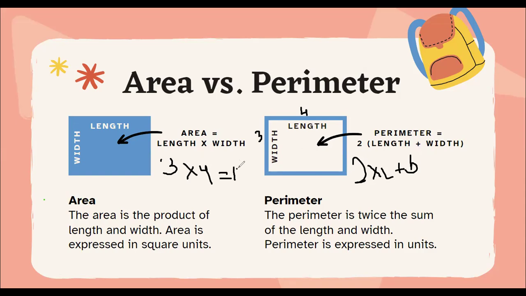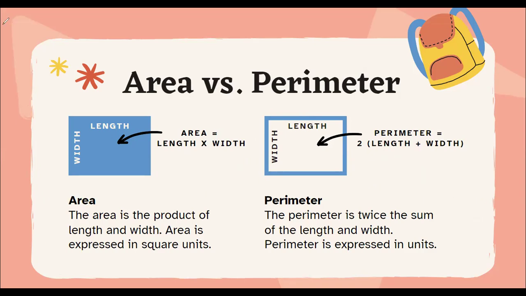Right? But we don't want to do that in perimeter. First you have to calculate 3 plus 4. What is 3 plus 4? 7, right? And then you have to multiply it by 2. So, what is the answer? 7 into 2? 14. So, your answer will be 14. Okay? So, this is your answer.